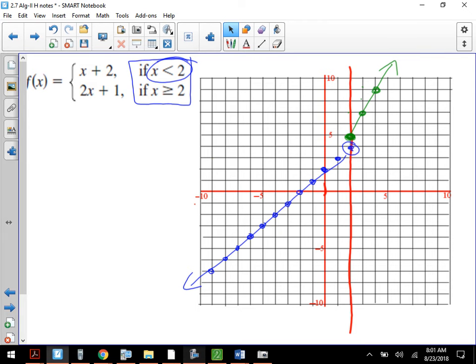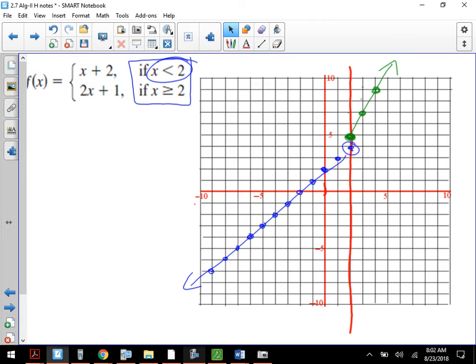So in this function, when you hit the number 2 for x, it jumps from one graph to the next. If you go back to the idea of a movie theater ticket, kids are $7 until you're 12 years old, and then when you're 12 years old, all of a sudden you're $12. That's the idea.